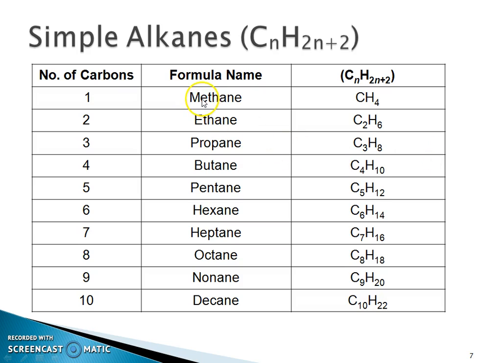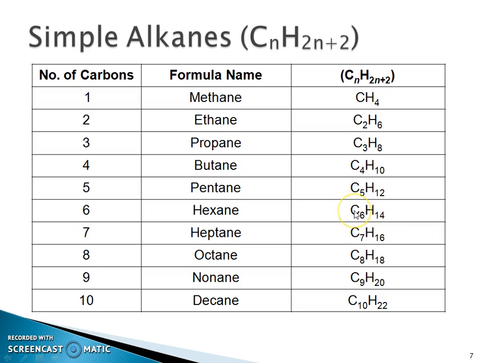Again, we talked about these prefixes: meth, eth, prop, but, pent, hex, hept, oct, non, and dec. So those are your first 10, and that's going to be the number of carbons. So again, 1C, 2Cs, 3Cs, and so forth, all the way up to 10. And notice your ending, all of these are A-N-E's, because these are all going to be singly bonded together.